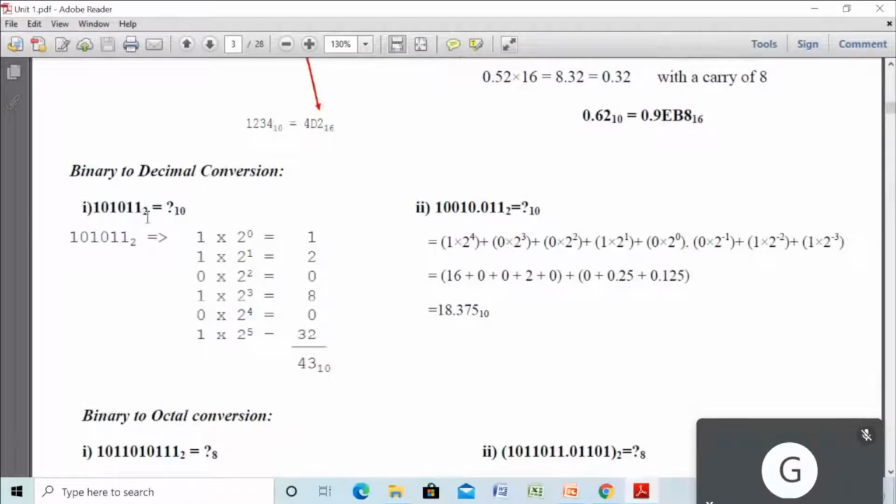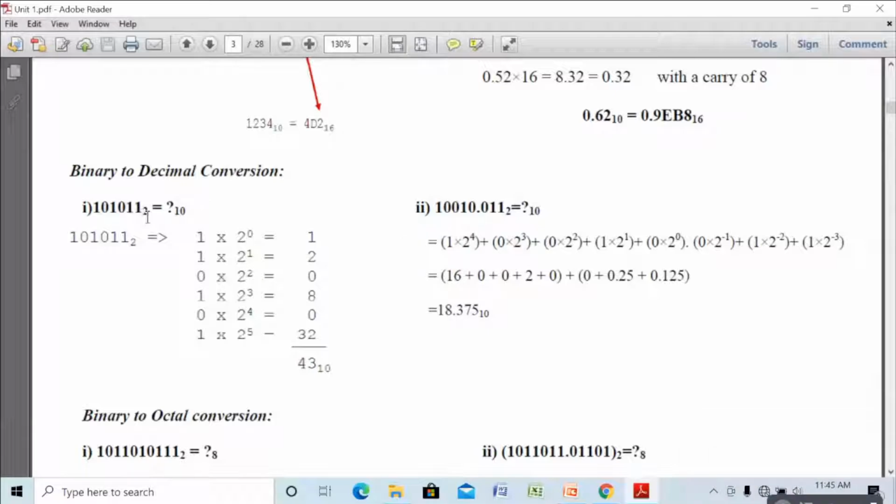Bit position. Here its base is 2. This least bit, that is 1, its position is 2 to the power 0, then 2 power 1, 2 power 2, 2 power 3, 2 power 4 and 2 power 5. We have to multiply each and every bit by its position.